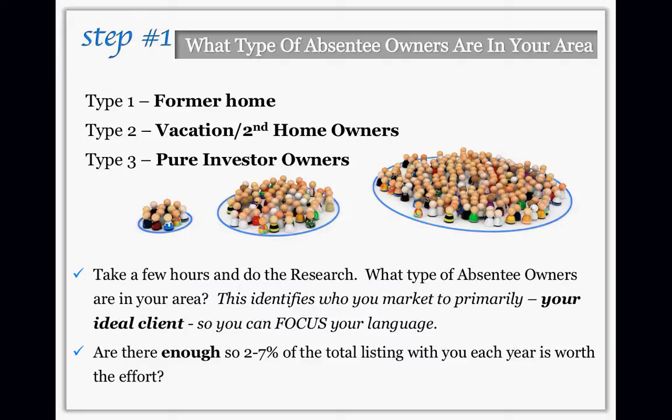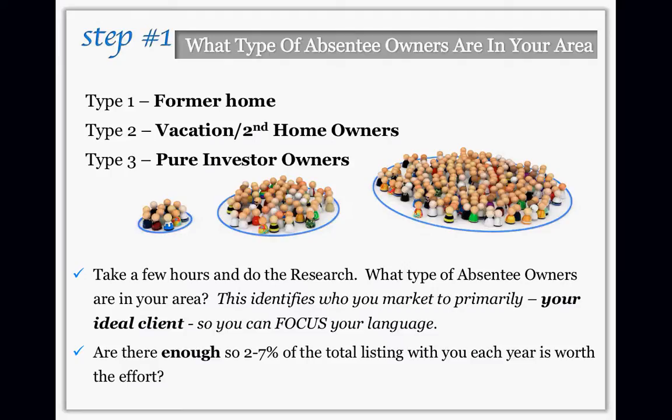So you want to take a few hours and do the research. What type of absentee owners are in your area? Talk to your broker, talk to your manager, talk to other agents if you can't figure it out yourself. This identifies who you're going to market to primarily, your ideal client, so you can focus the language you're using when you talk to them and in your marketing materials.